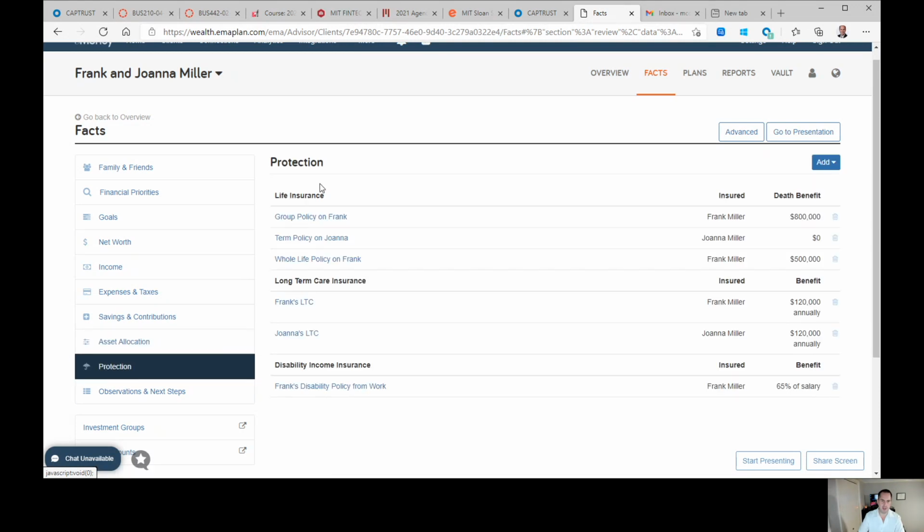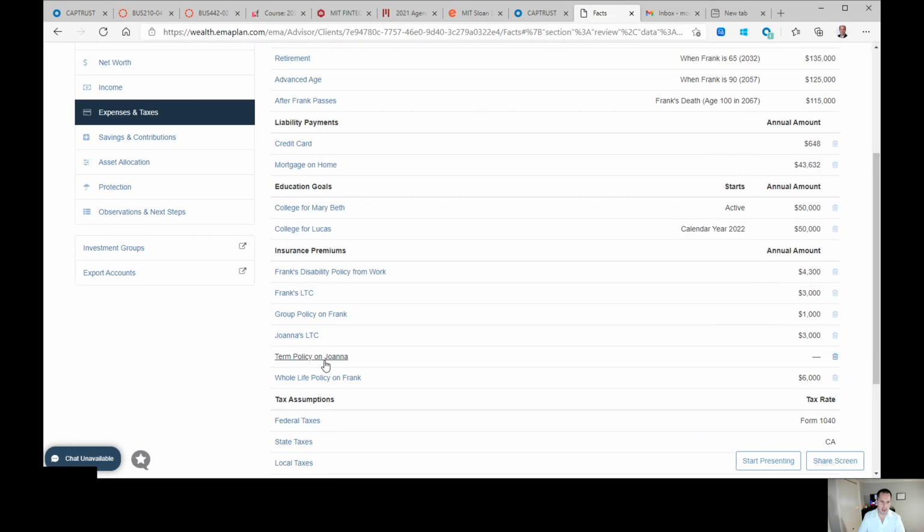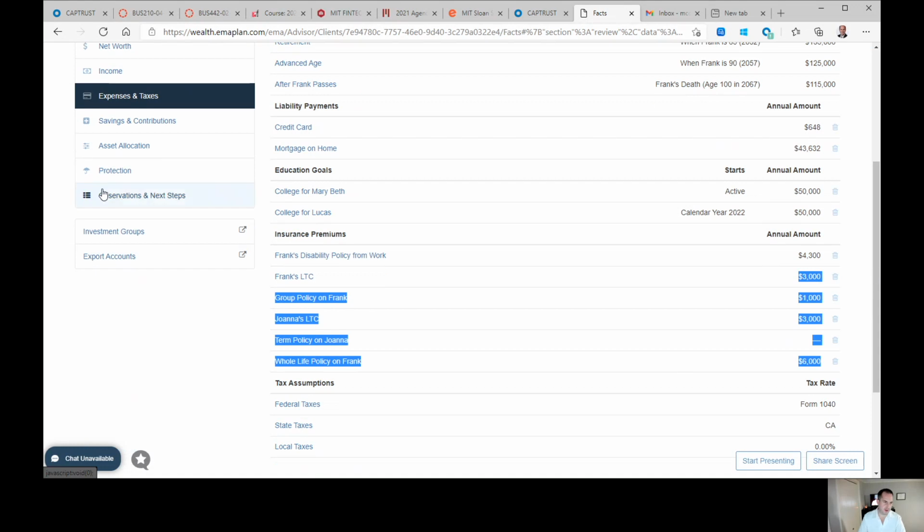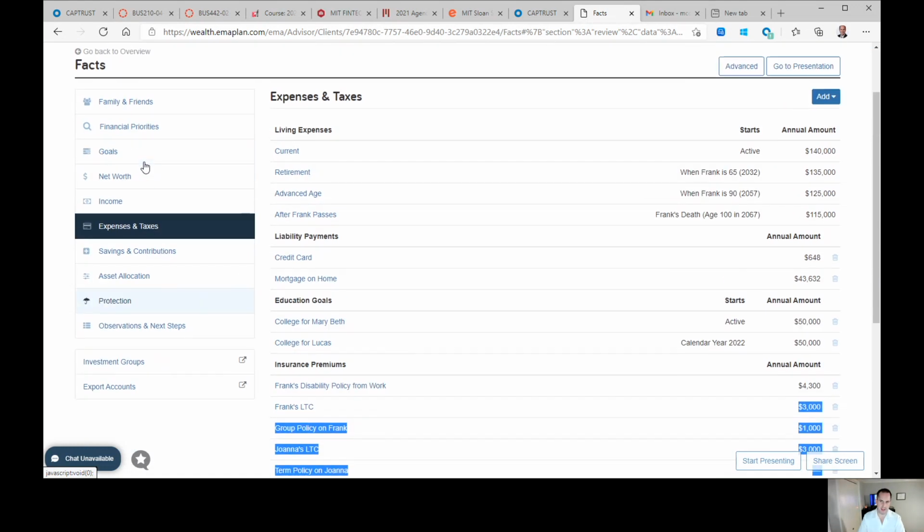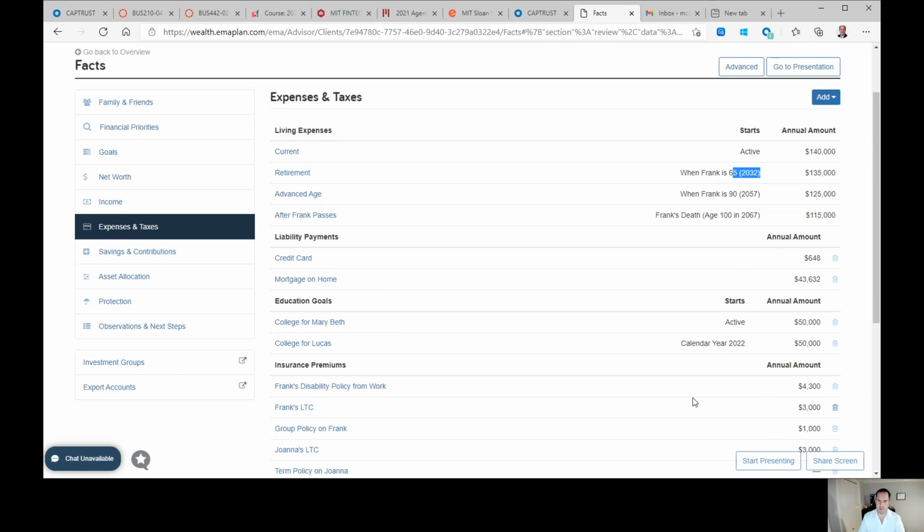We can also look at protection as it's talking about their life insurance. How much is their long-term care insurance? That's something to highlight. They're paying $6,000 a year for long-term care. It's not terrible, but would they be better off banking that money and investing it as opposed to paying for that insurance? We see that they're retiring in 2032, so retirement's coming up.